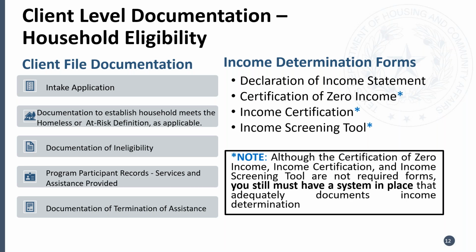For program participants who receive rapid rehousing for longer than 12 months, or homeless prevention, documentation of income determination must be kept. If proof of income is not obtainable, then the subrecipients can use the department's declaration of income statement, or if there is no income in the household, the certification of zero income. It is important to note that although the certification of zero income, income certification, and income screening tools are not required forms, you must still have a system in place that adequately documents the income determination.